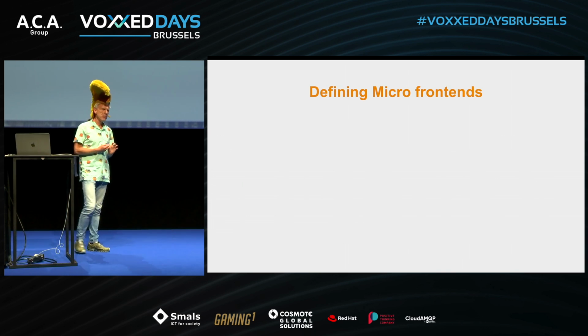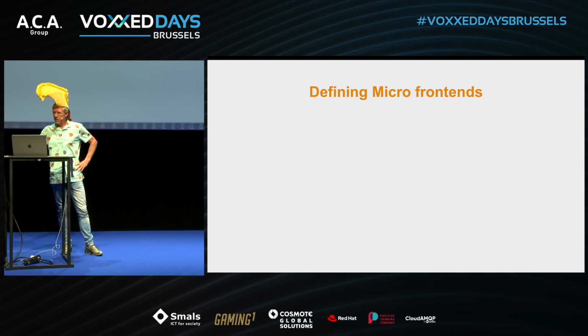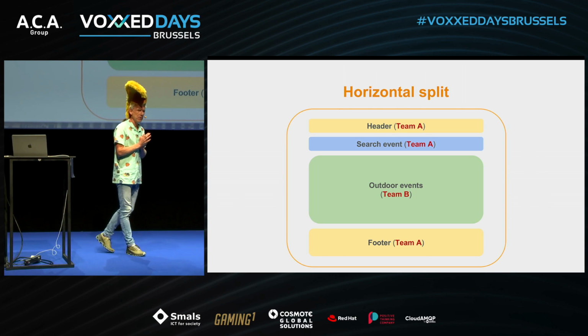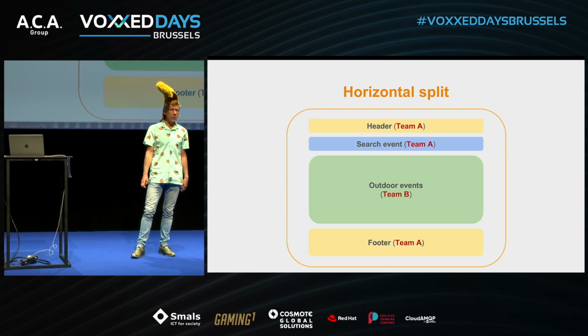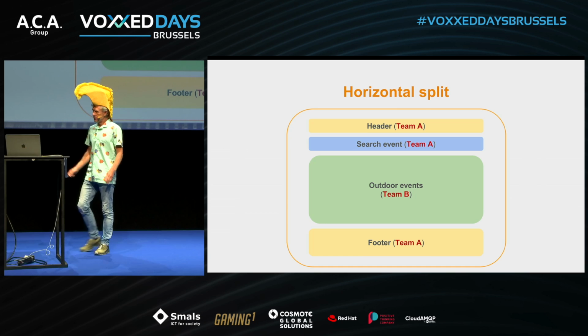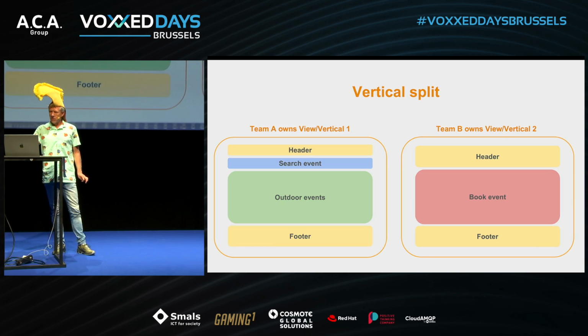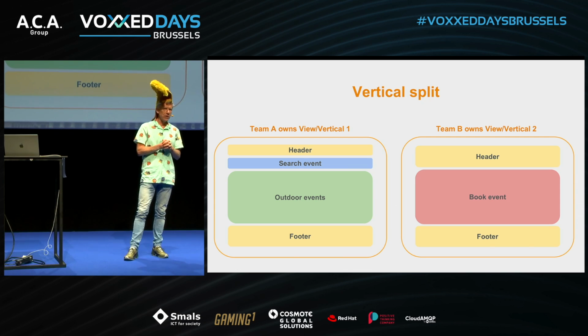Before starting with micro frontends, we have to think about these things first. Do we split our application horizontally or vertically? Horizontally split means that multiple teams are working on one view, you can say, and also the backend. By vertical split, each team is working on one view, one vertical.